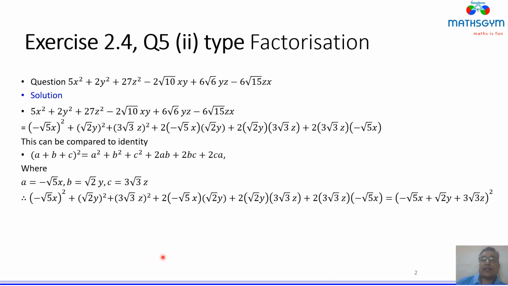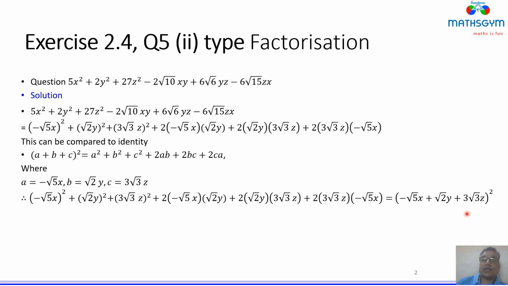So now we can write this entire expression: minus root 5x whole square plus root 2y whole square plus 3 root 3z whole square plus 2 times minus root 5x times root 2y plus 2 times root 2y times 3 root 3z plus 2 times 3 root 3z times minus root 5x is equal to a plus b plus c whole square. And what is that? We have minus root 5x plus root 2y plus 3 root 3z whole square. We have arrived at our solution.